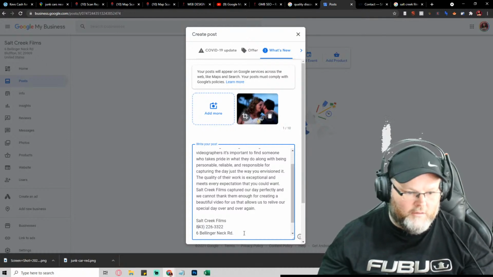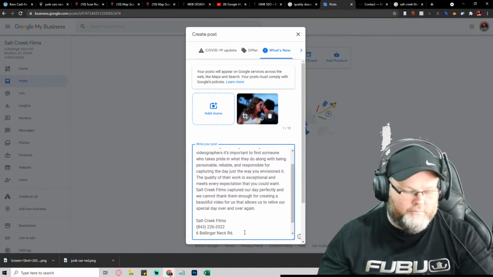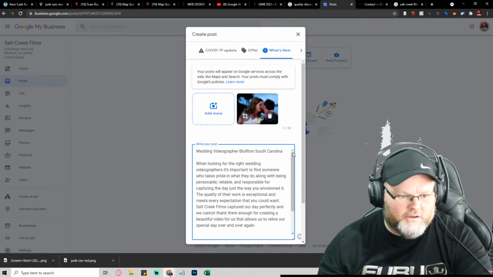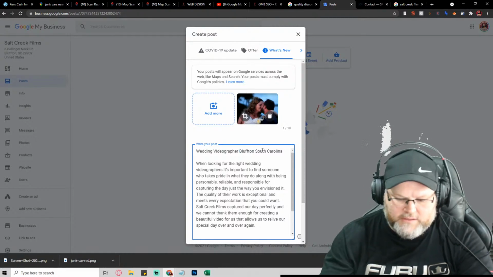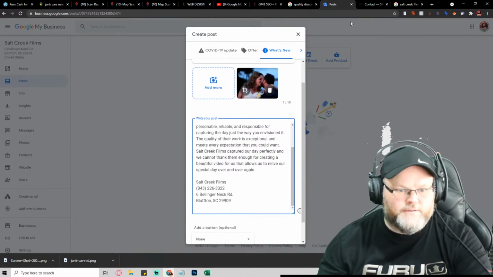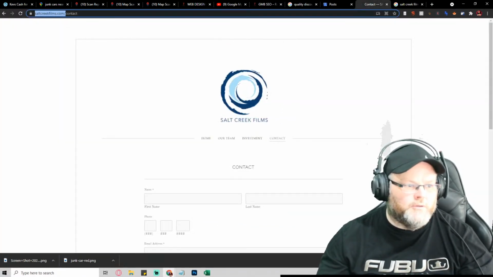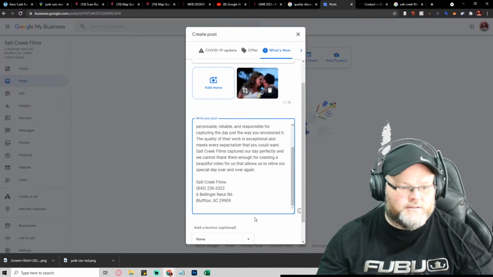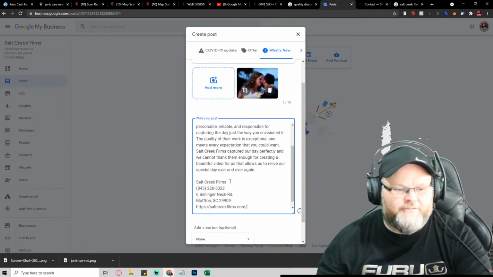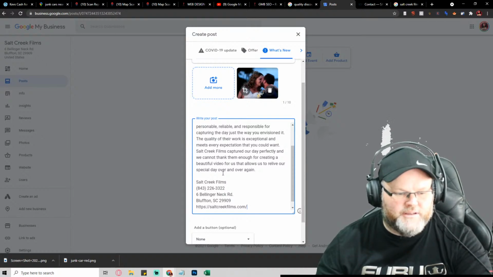I'm going to start with optimizing their GMB. But so we have the main identifier, main keyword, plus their locale and location, which is in Bluffton, South Carolina. About it, we have their name, address, phone number. We're also going to put in their website address. Okay. And then they have no previous posts, but if they did, I could show you how to grab that as well.